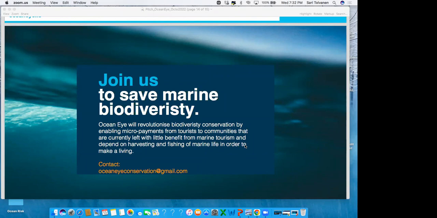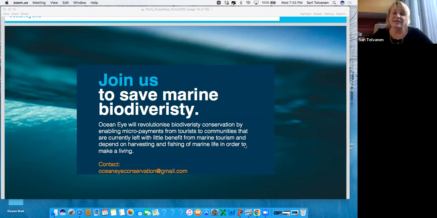Oh, it was how do you deal with financial incentives for tourism operators for harassing and disturbing wildlife? So exactly the same. We want responsible operators to be using OceanEye, and if it turns out that it's not so, we can suspend them.